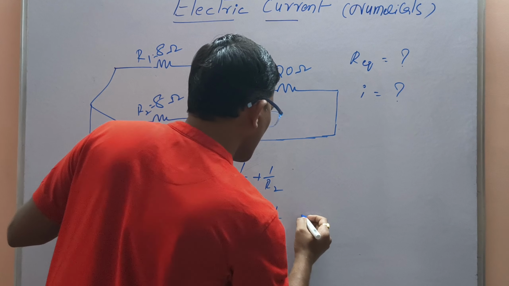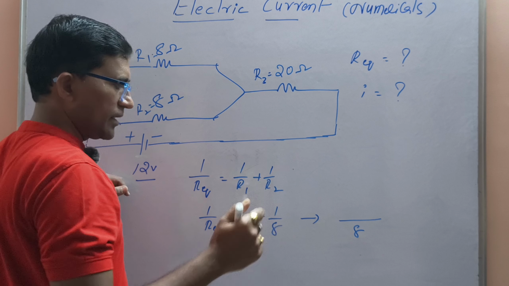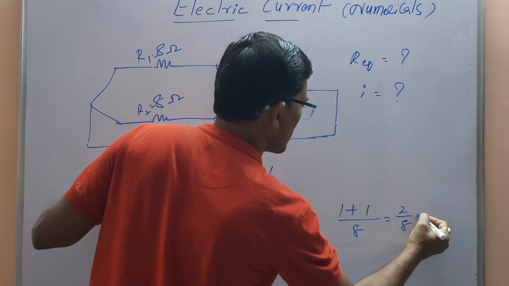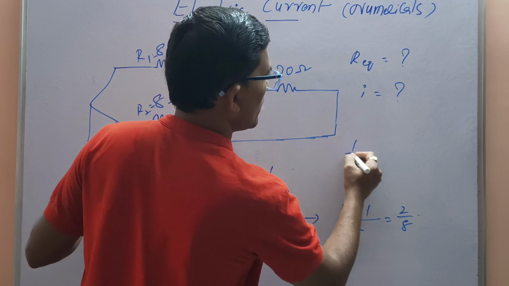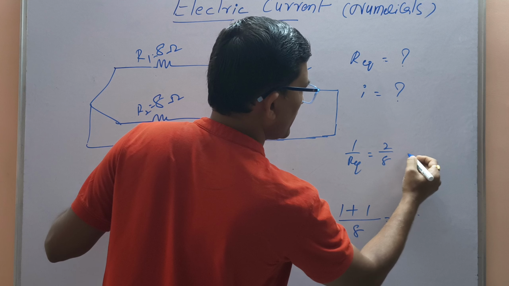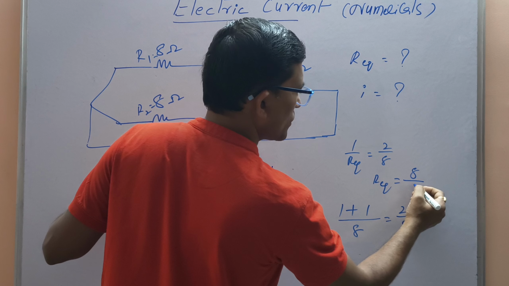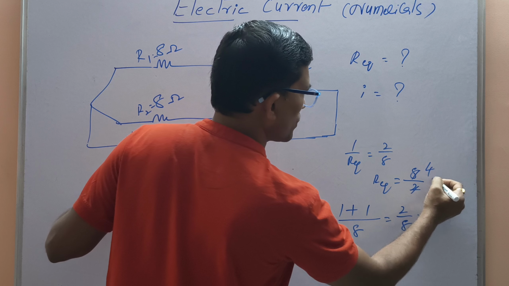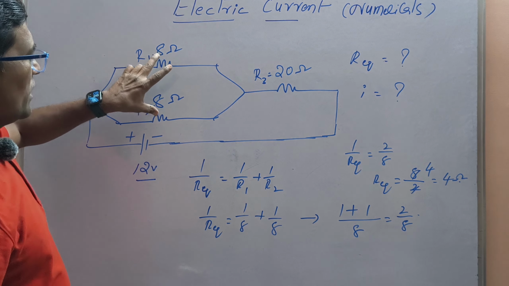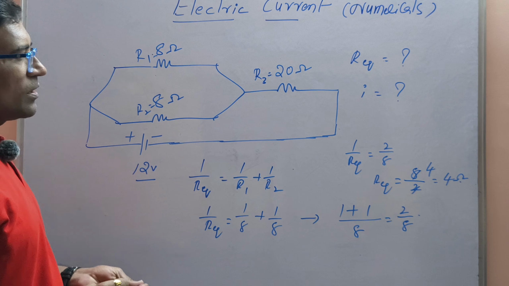Now if you do the LCM for this, it will become 8. So 8 will go in 8 one time, that is 1 into 1, 1, plus this is also 1, that is 2 by 8. Now 1 by R equivalent is equal to 2 by 8. Then R equivalent is equal to, taking the reciprocal, 8 by 2. 2 fours are 8. It will become 4 ohm. For these two resistors in parallel, the equivalent resistance you got is how much? 4 ohm.